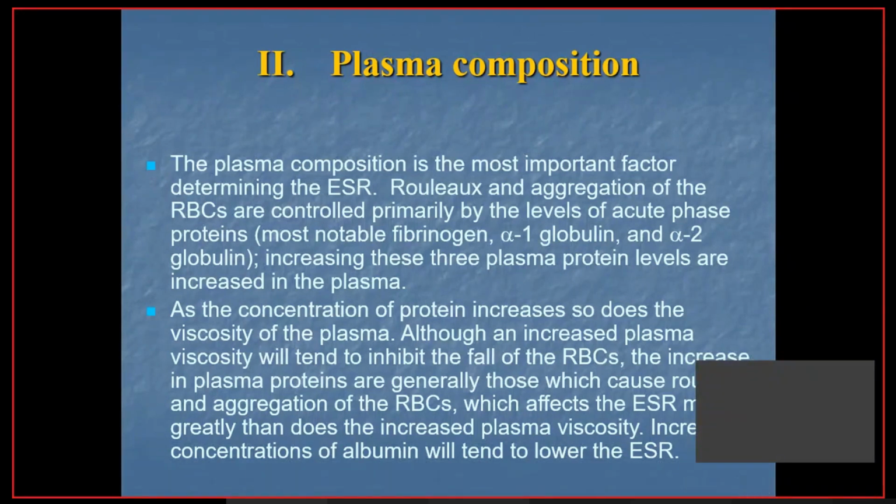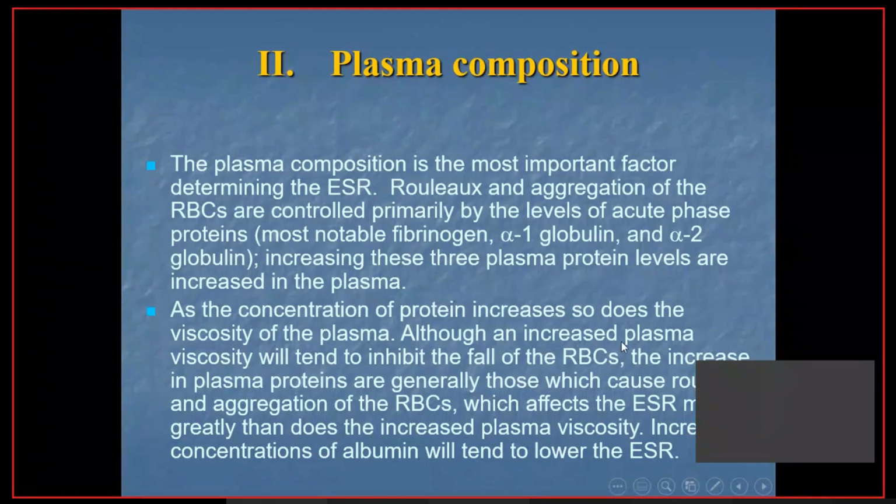These are the three protein molecules essentially present in the plasma. Rouleaux and aggregation of the RBCs are controlled by these three proteins. So increasing acute phase proteins increases these three proteins. As the concentration of protein increases, the viscosity of the plasma will also increase.